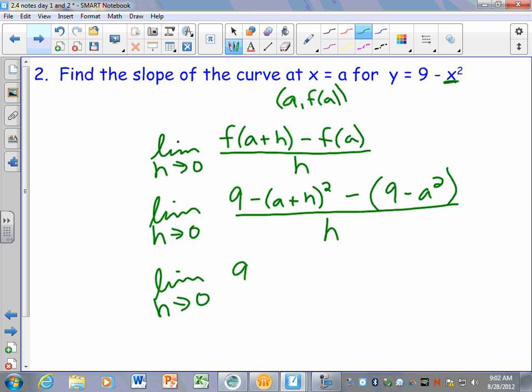All right, how about this for some good math? I'm going to FOIL this out, but distribute the negative at the same time, right? So this is going to be 9 minus a squared, which is minus a squared. The middle is going to be 2ah, but it's going to be minus 2ah. Then h squared, but it's going to be minus h squared. This one's easy. Minus 9 plus a squared.